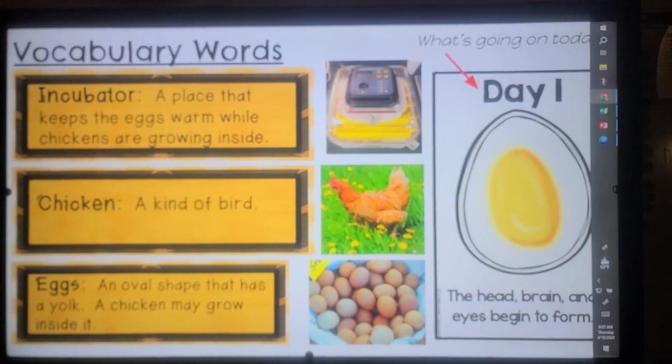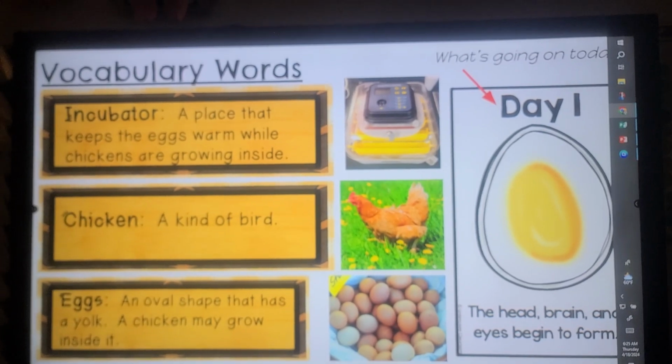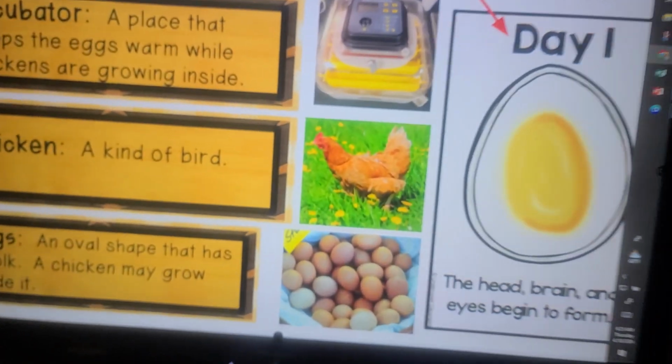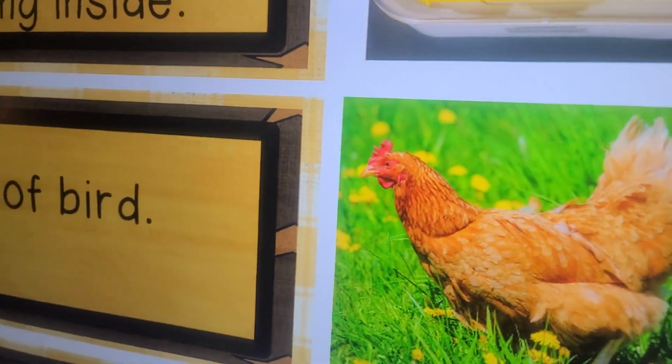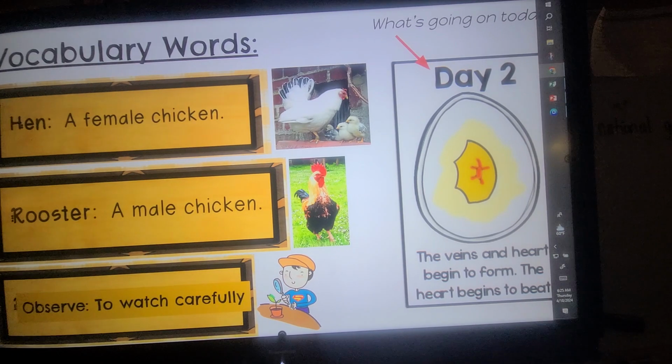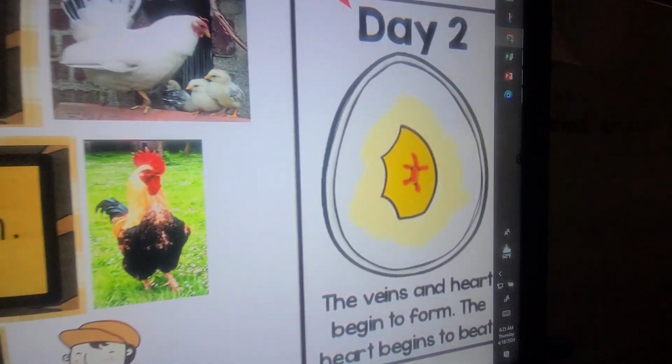So on day 1, the head, brain, and eyes began to form. We wrote in our stories about incubator, chicken, and eggs. Those were the 3 vocabulary words that you guys had. On day 2, we learned that the veins and heart began to form, and the heart begins to beat.